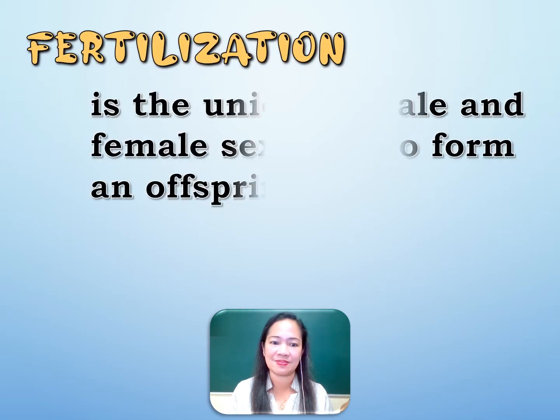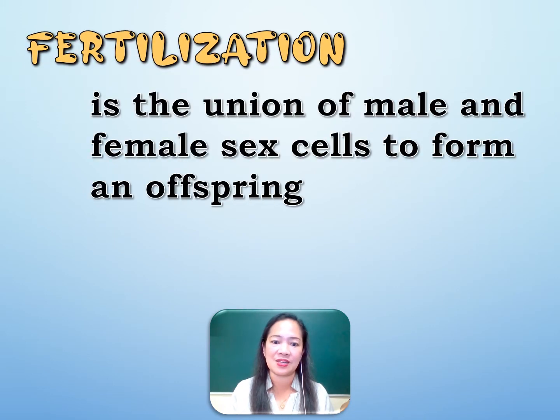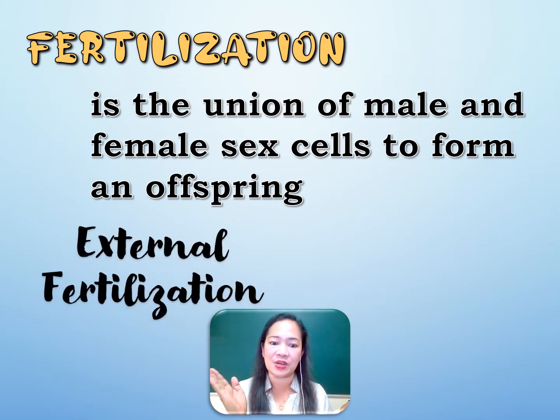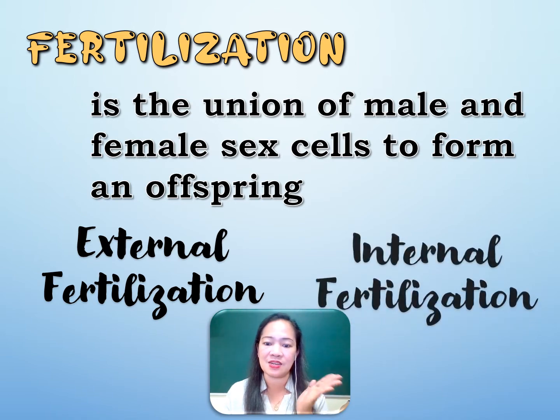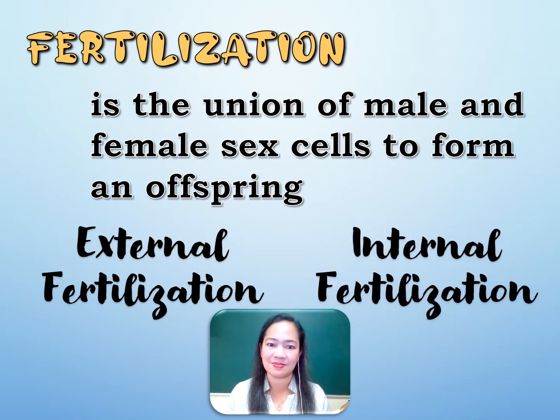But before that, let us know first what is fertilization. Fertilization is the union of male and female sex cells to form an offspring. We have two types of fertilization: external fertilization and internal fertilization.